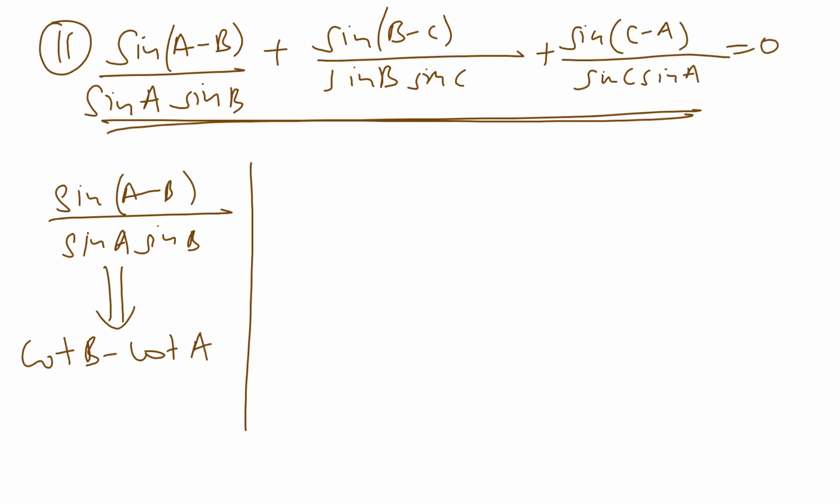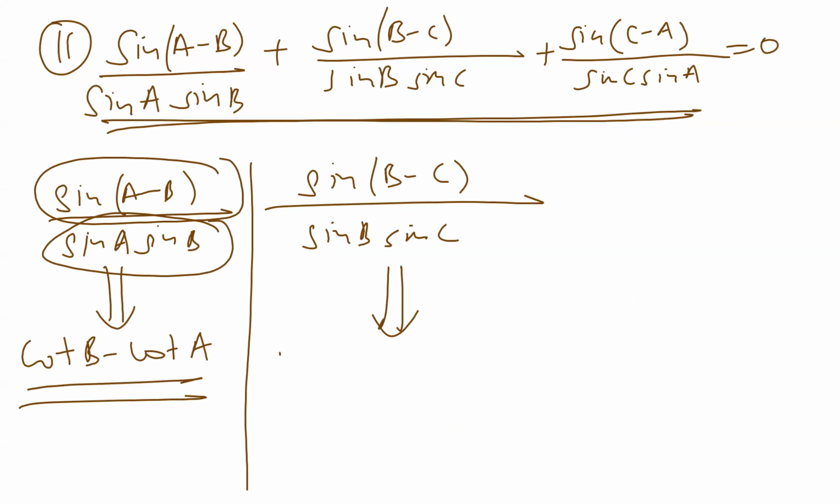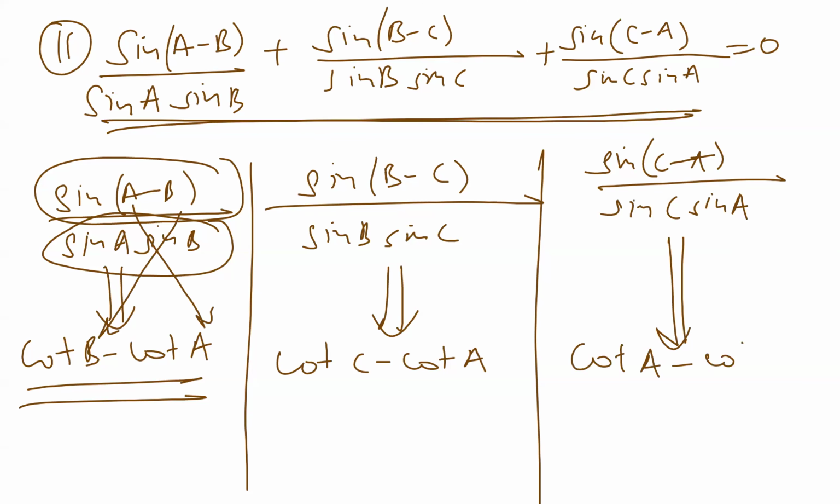Okay. So the second term, sin B minus C upon sin B sin C. Understand the pattern. See, sin A minus B upon sin A sin B, we get cot B minus cot A. So this will be cot C minus cot B. The next angle comes first. And sin C minus A upon sin C sin A will give you, okay, see, A comes first and C comes next. So this will be cot A minus cot C. Okay.